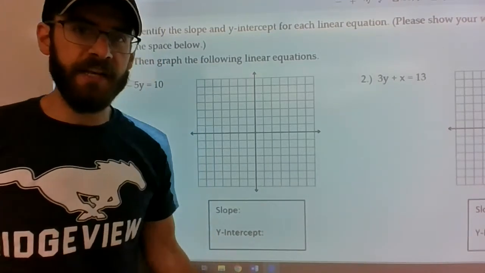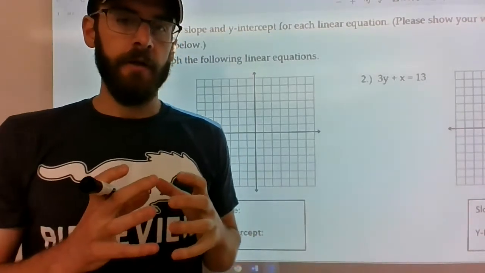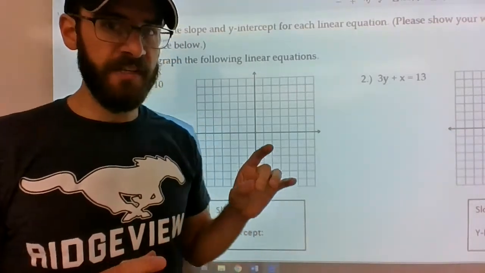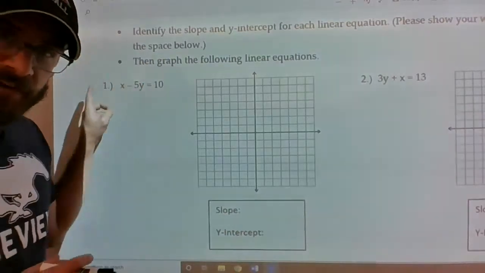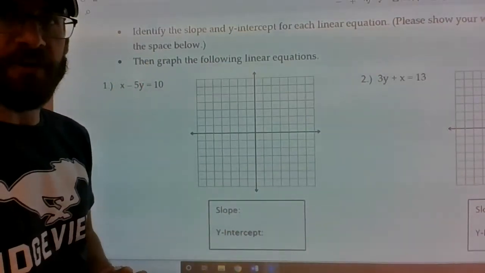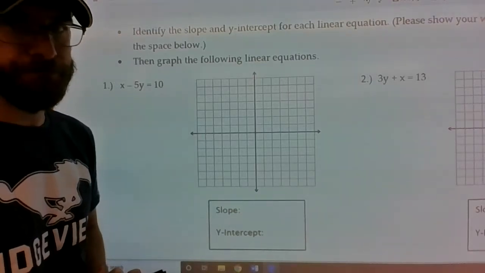We're basically extending this whole idea of how to graph linear equations that are already in slope-intercept form one step further, where we're given an equation that's not in slope-intercept form, so we've got to figure out a way to put it in slope-intercept form.